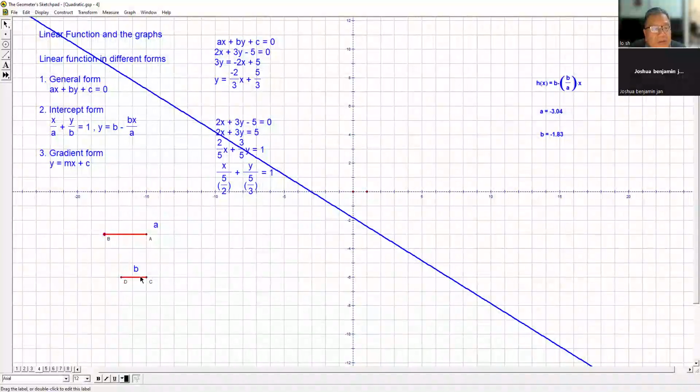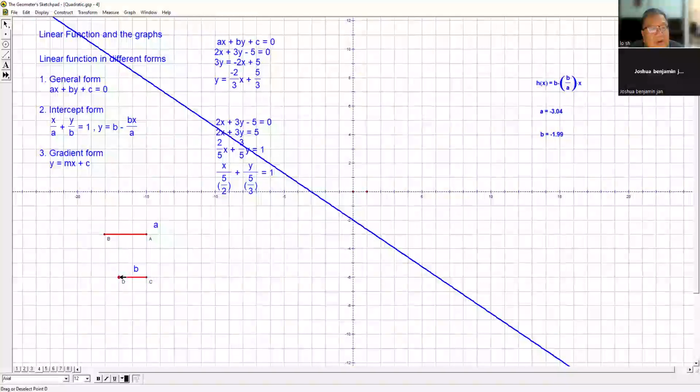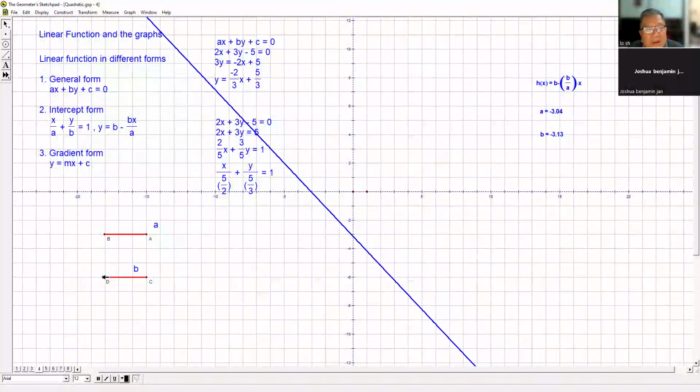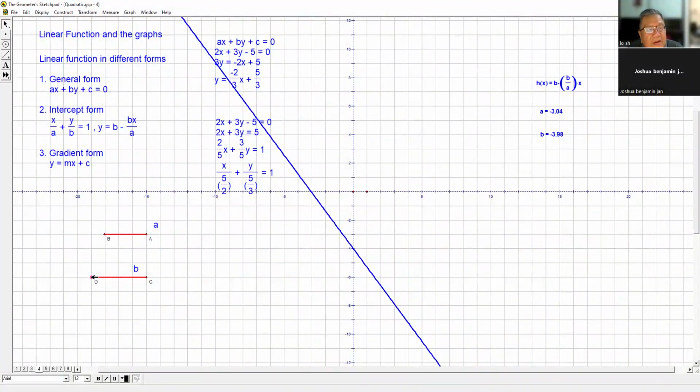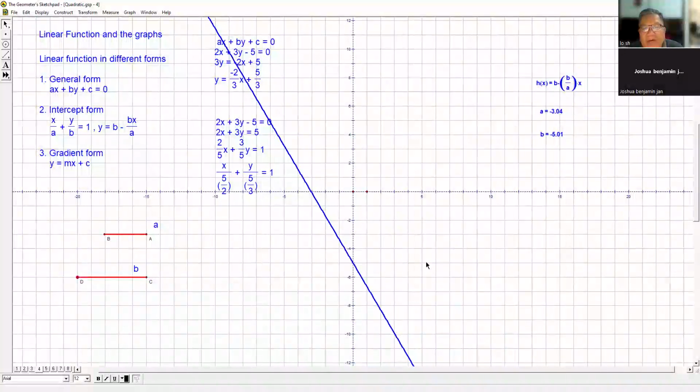Then how about this B? Y over B. So the Y now is negative 2, sorry. So I put this one. Let's say negative 4. The y-intercept is negative 4. If I put the value of B as negative 5, I see that the y-intercept is negative 5.